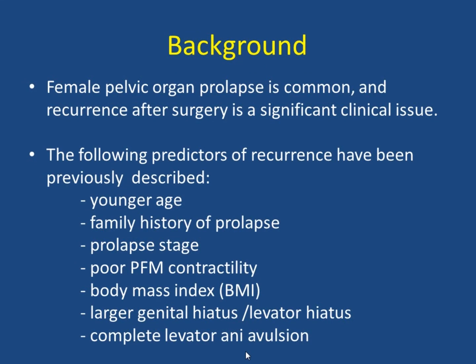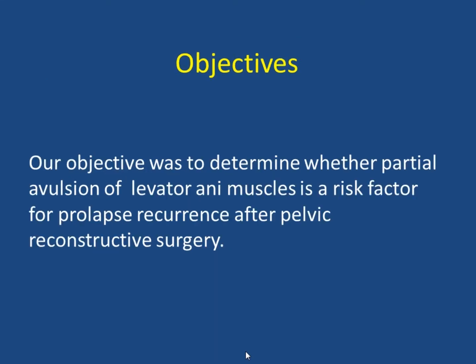Pelvic organ prolapse is a common condition. An estimated 200,000 surgeries for prolapse are performed in the United States alone, and recurrence after prolapse surgery is a significant clinical issue. In the past, the following predictors of recurrence have been identified: younger age, family history of prolapse, poor pelvic floor muscle contractility, BMI, larger genital hiatus, and most recently, complete avulsion of the levator ani muscle.